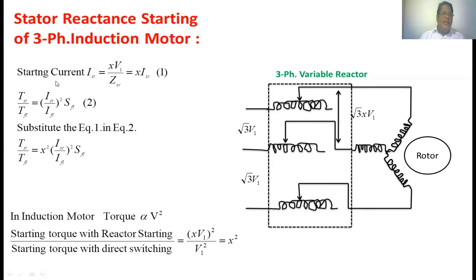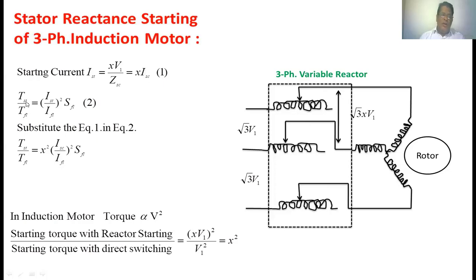The starting current taken by the induction motor, I_SC, equals X V1 by Z_SC. This is nothing but a per phase voltage; this is the line voltage. So divided by root 3, we get X V1 divided by Z_SC, which is the short circuit impedance of the induction motor. So this is equal to V1 by Z_SC, which is I_SC. So the starting current taken by the induction motor with the three-phase variable reactor becomes X into I_SC.